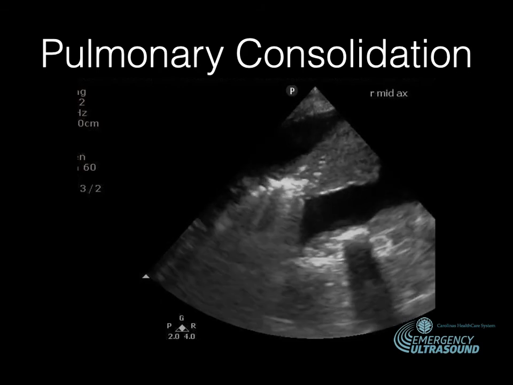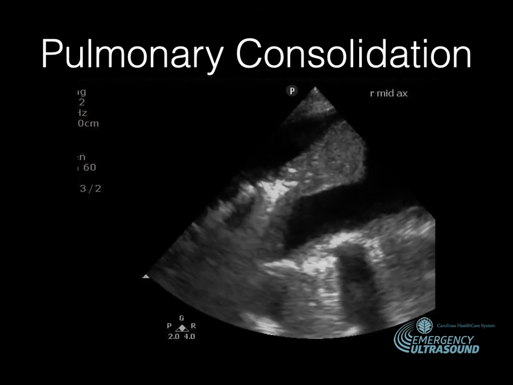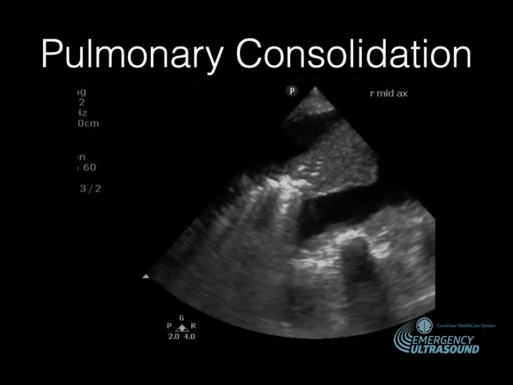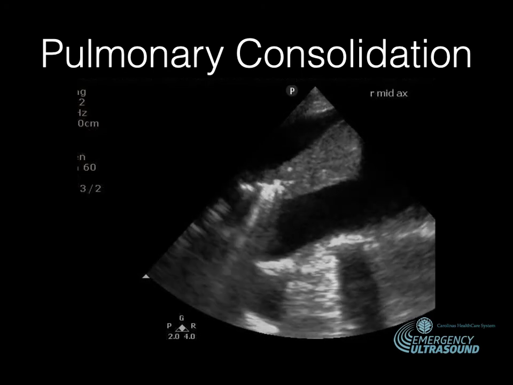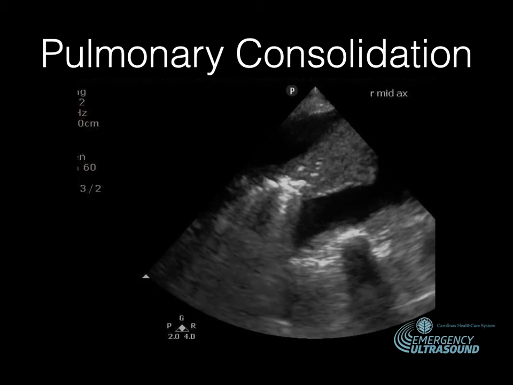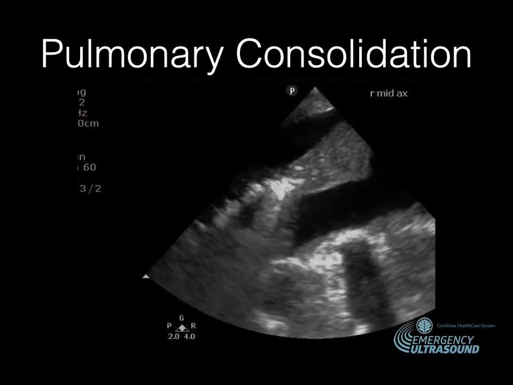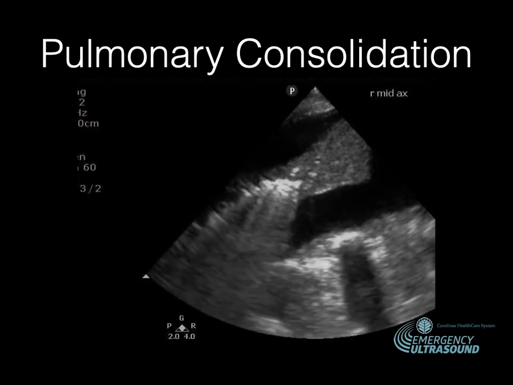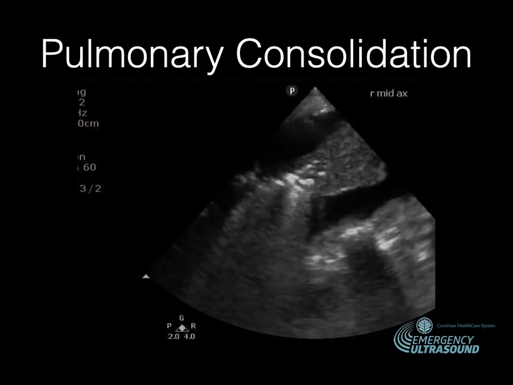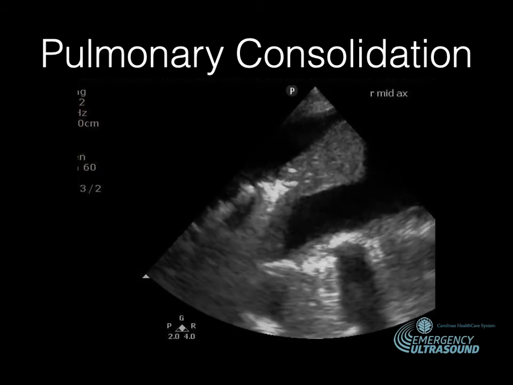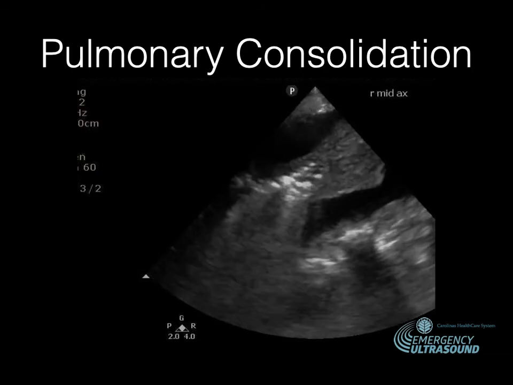Consider the amount of fluid that must be present in this lung. It must be a ton of fluid. It has the same echogenicity as the liver or spleen, so it's called hepatization of the lung here. This is a translobar consolidation, and we can also see those air bronchograms, those little white bubbles right in the middle of that lung. One thing we also see is the spine sign right here, which indicates that there's a pleural effusion as well.